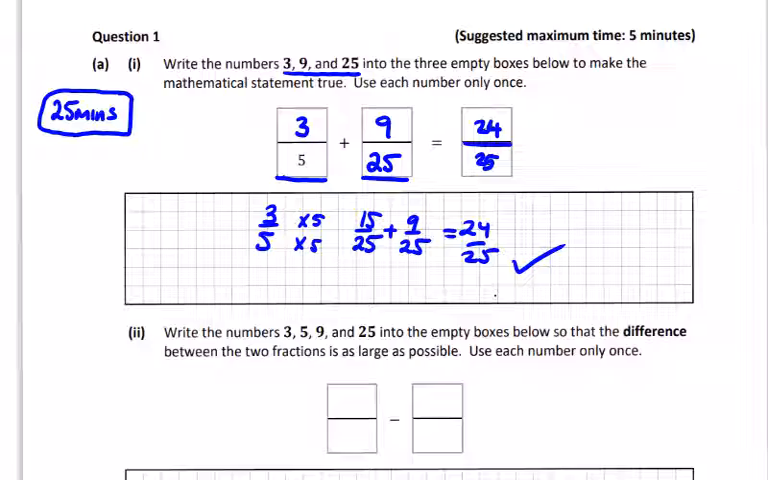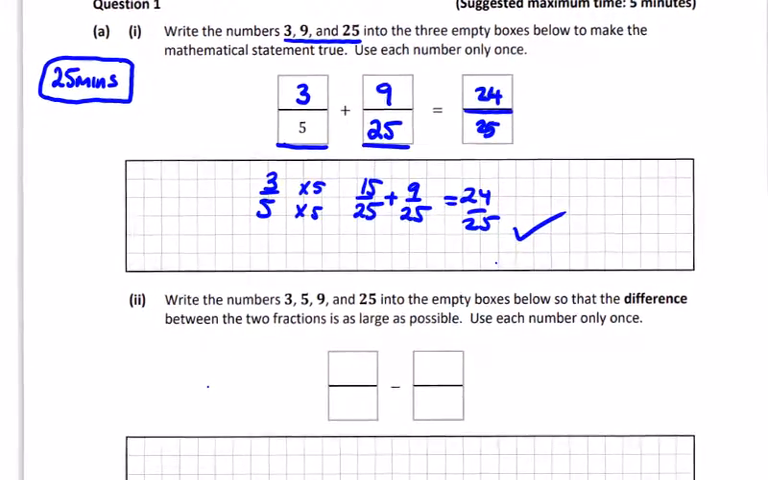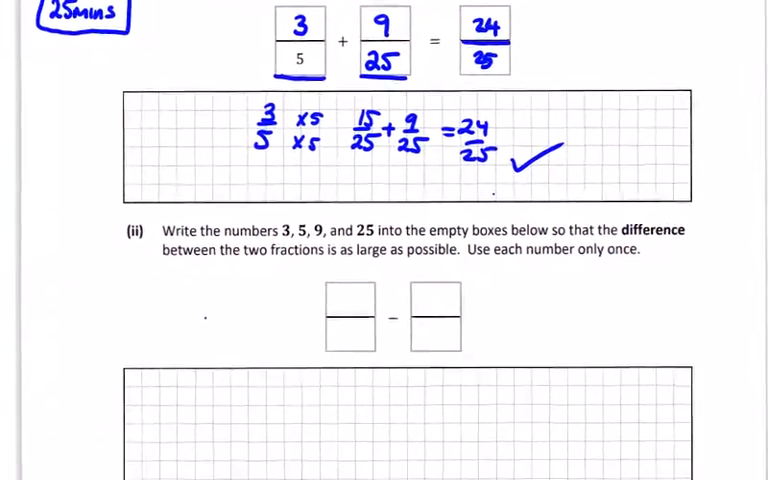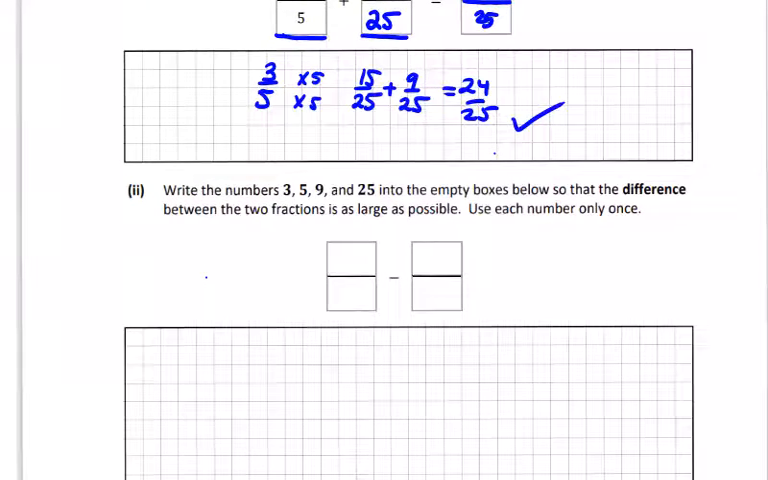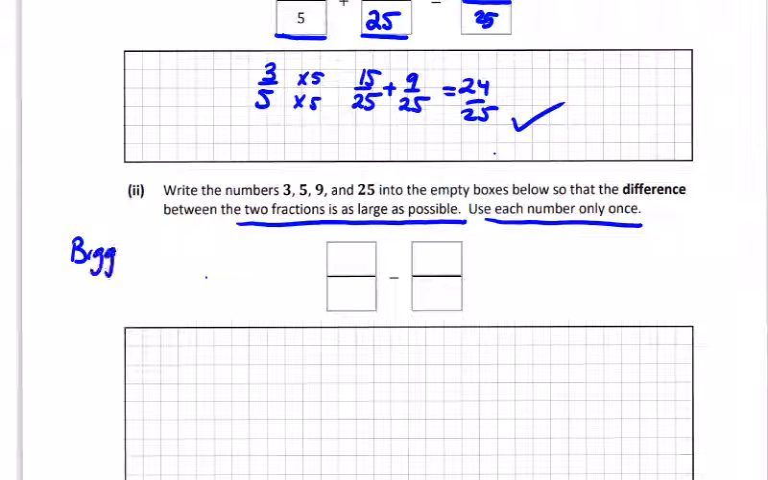We're told to write the numbers 3, 5, 9 and 25, the same numbers, into the empty boxes so that the difference between the two fractions is as large as possible, and use each number only once. So we want the biggest minus the smallest here. That's what you have to identify.